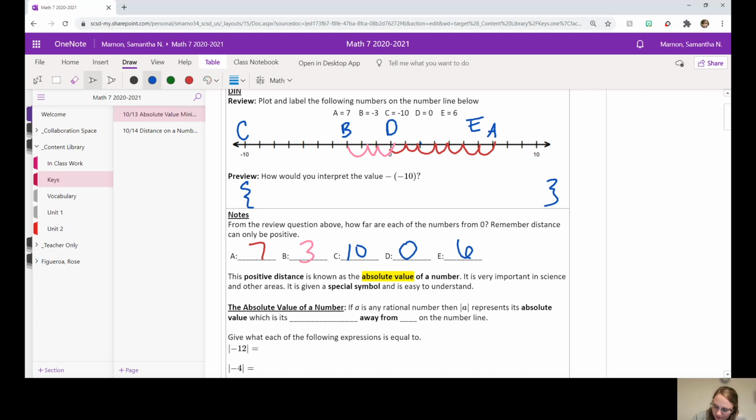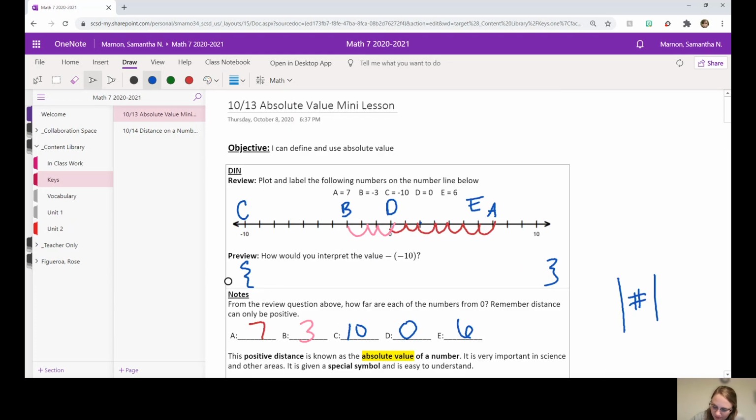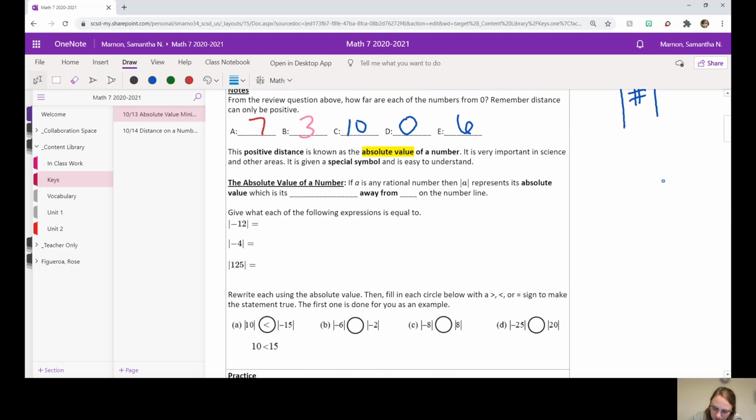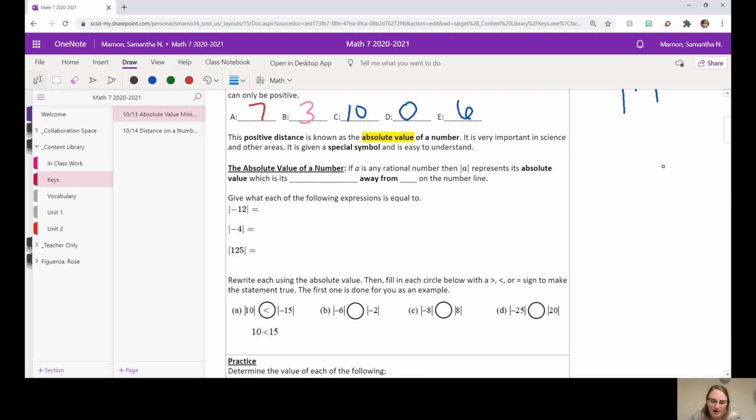So the symbol we're going to be using for absolute value that you should have seen before is you're going to put these straight lines around a number. So when you put those straight lines around a number, that's going to show that you're looking for the absolute value. So here we have the absolute value of a number. If A is any rational number, so you can pick whatever number you want to put for A when you're thinking about this. So if you want to think of A as 4, then every time you see A, think of 4. You can put any number where you see A.